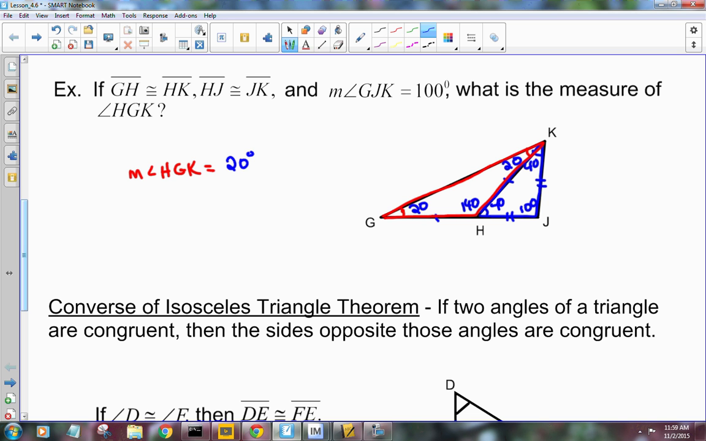Now, I want to show you something else that you could have done, okay? You may not have recognized this, but I just want to point it out. Let's say if we did not know this, right? Let's say we skipped that step, and we looked at this triangle, and I extended this side. This 40-degree angle is what in relationship to the red one? Equal to what?